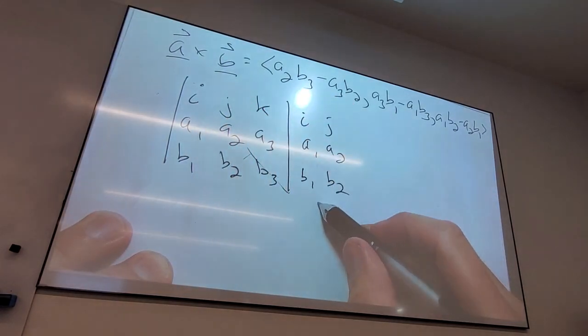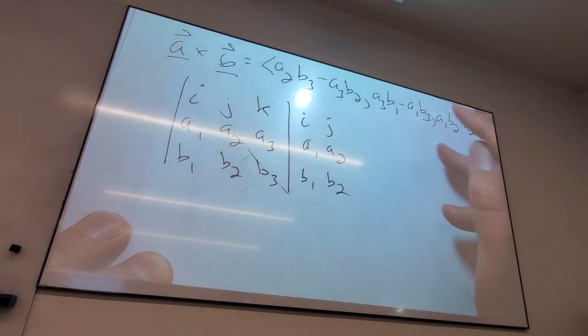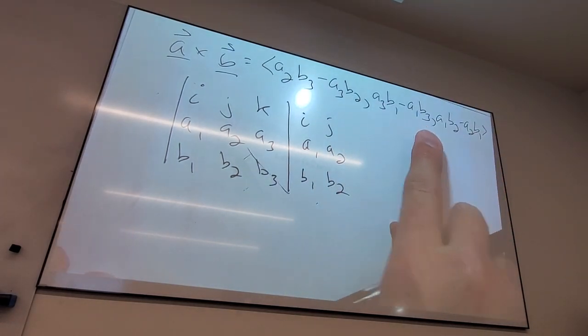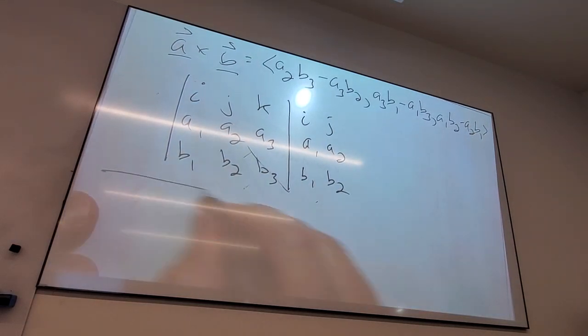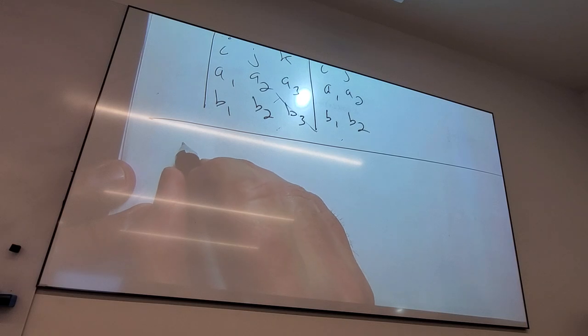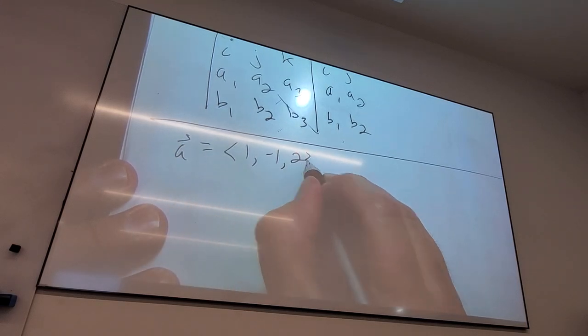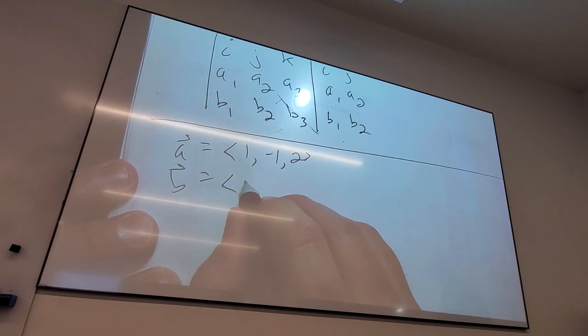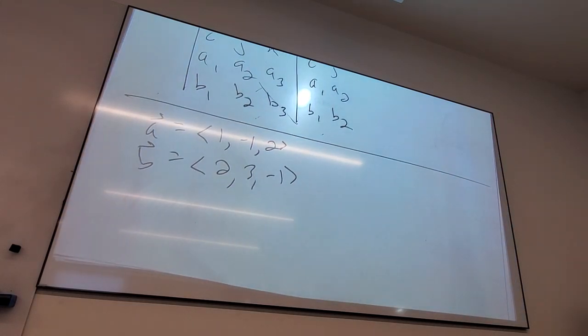In the middle, isn't there an A3, B1? Isn't there also a minus A1, B3? Yes? If I look at the J part. Okay, so let's do a concrete example. Let's say A is 1, negative 1, 2, and B is 2, 3, negative 1. I want to know the cross product between those.